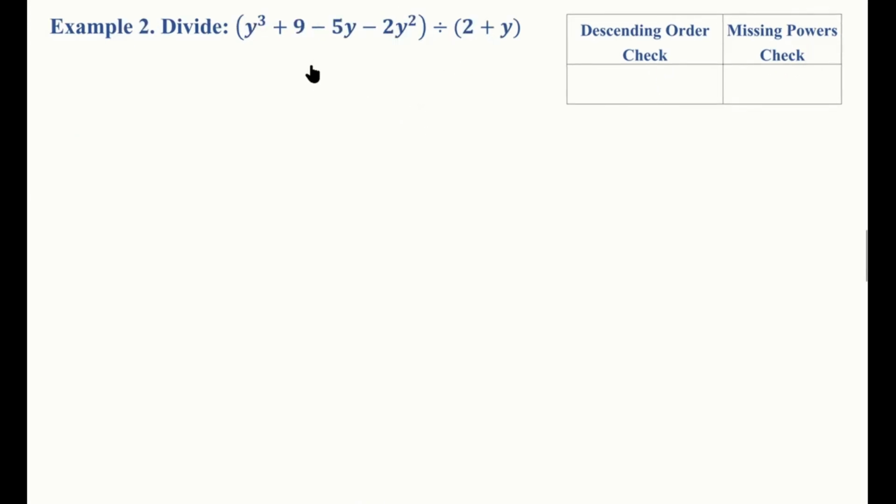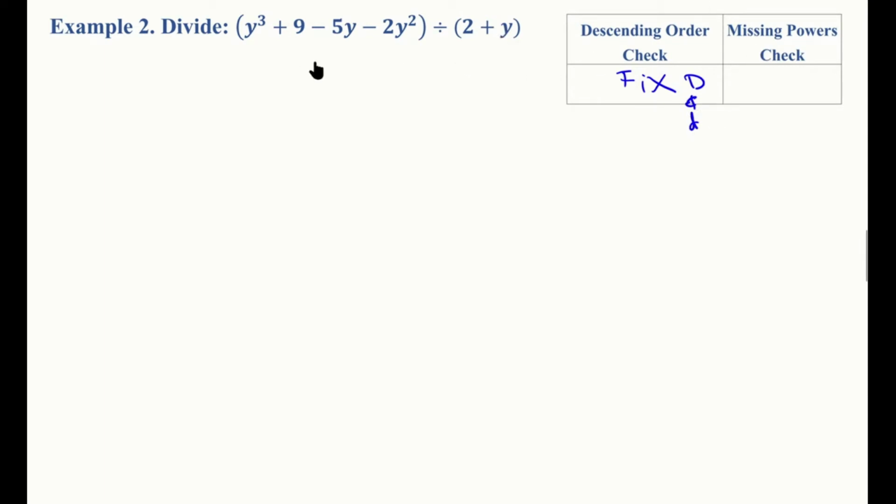All right, here's another problem. We're going to do the descending order check and then the missing powers check. So is this in descending order? You can clearly see that it's not. So we need to fix this. We will in a second. And how about this one? Is this one in descending order? No, we need to fix. So we need to fix both the dividend and the divisor.